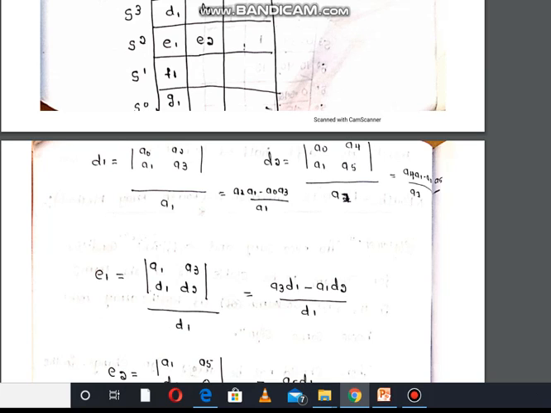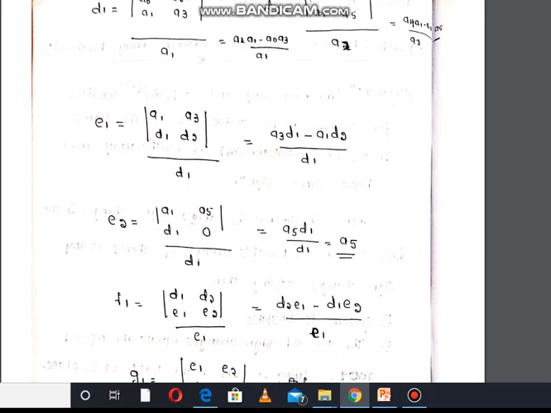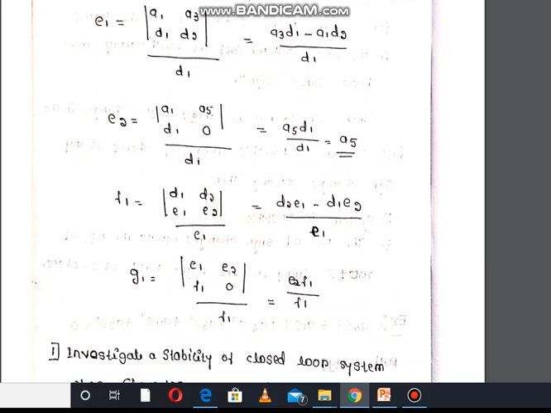So the last row, it is G1. Again I have to go for the previous two rows, that is E1 F1 and E2 and 0 divided by F1. So that multiplication I have to do, and I will get G1. So the last one is G1, which is determinant E1 F1 E2 0 divided by F1.